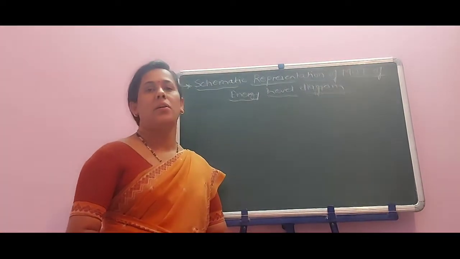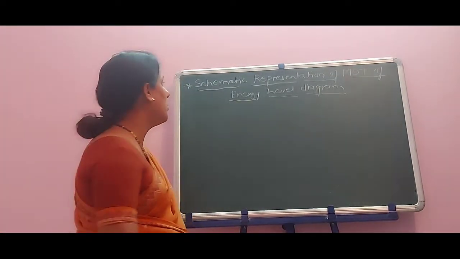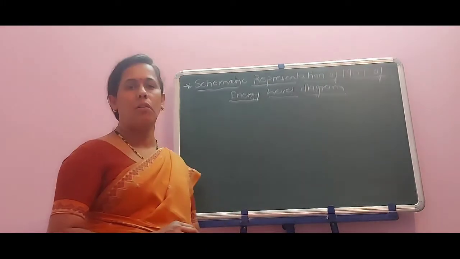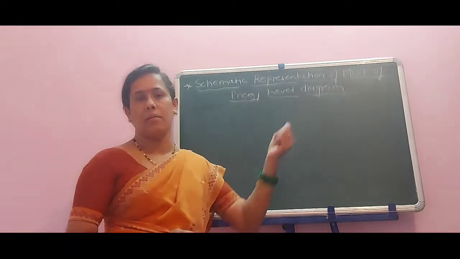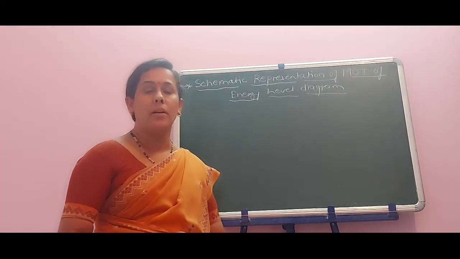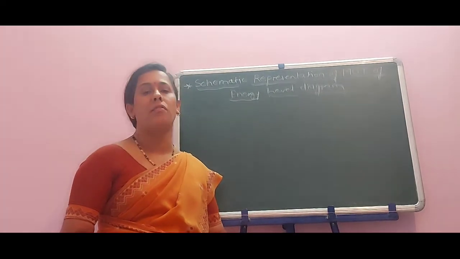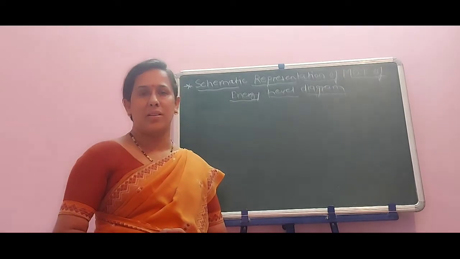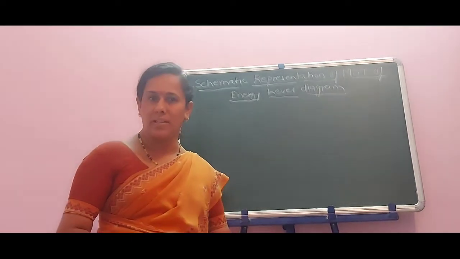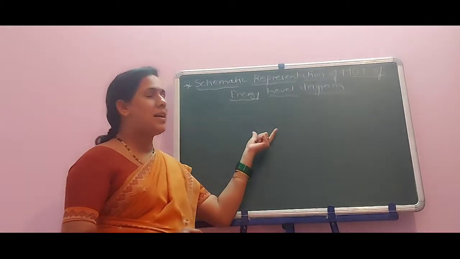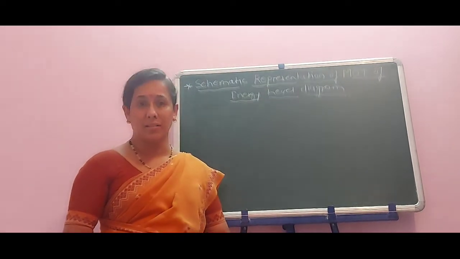Hello everyone. Today I am going to discuss with you the schematic representation of the molecular orbital theory energy level diagram of octahedral complexes of a transition metal ion, for example Cu(NH3)6 or cobalt, hexamminecobalt(III), [Co(NH3)6]3+. These energy level diagrams, how are they constructed?